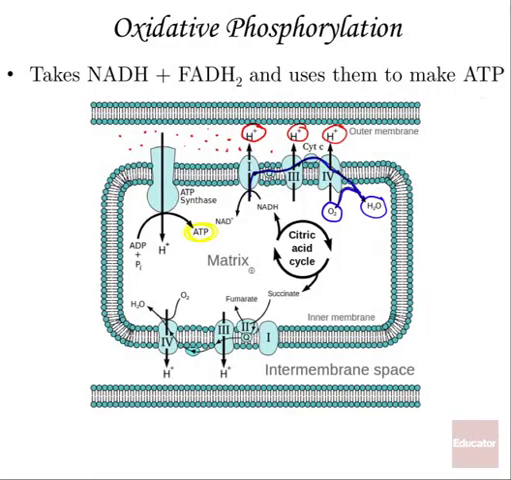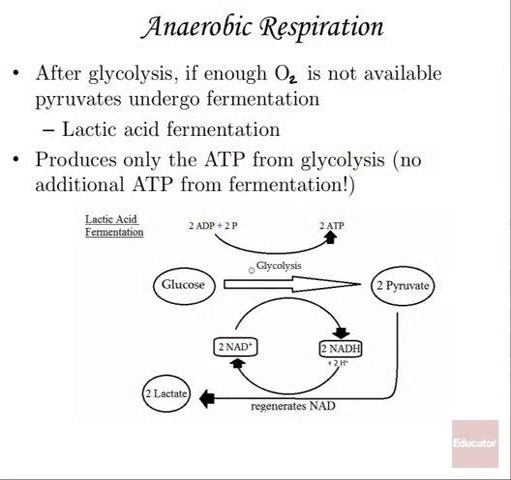So what happens when there's not enough oxygen? It's called anaerobic respiration. After glycolysis, keep in mind, does not require oxygen. There was no oxygen involved there. After glycolysis, the initial breakdown of sugar, if enough O2 is not available, pyruvates, the product of glycolysis, undergo fermentation.